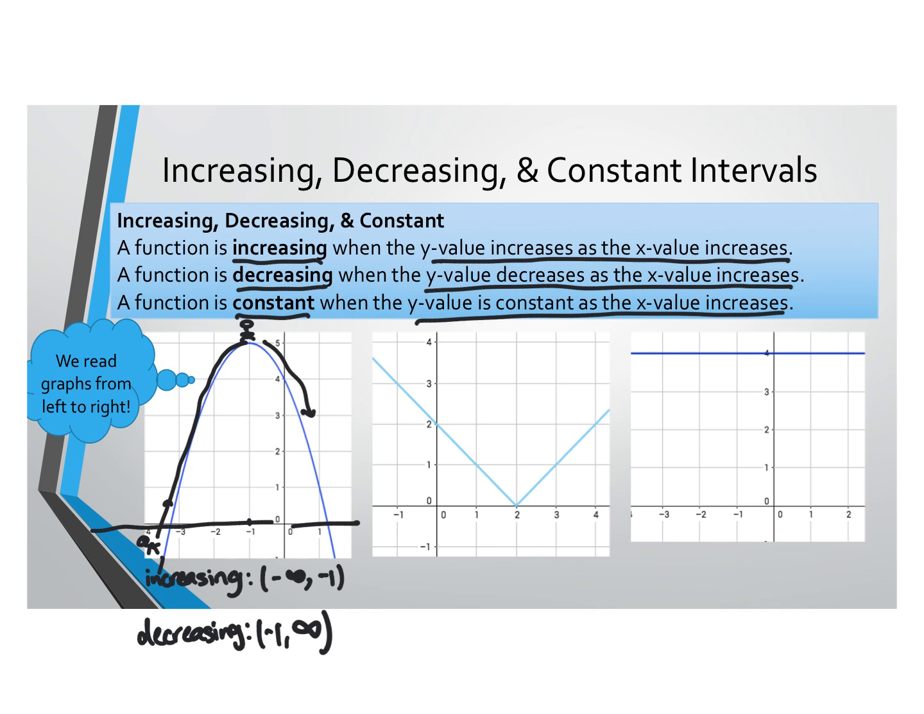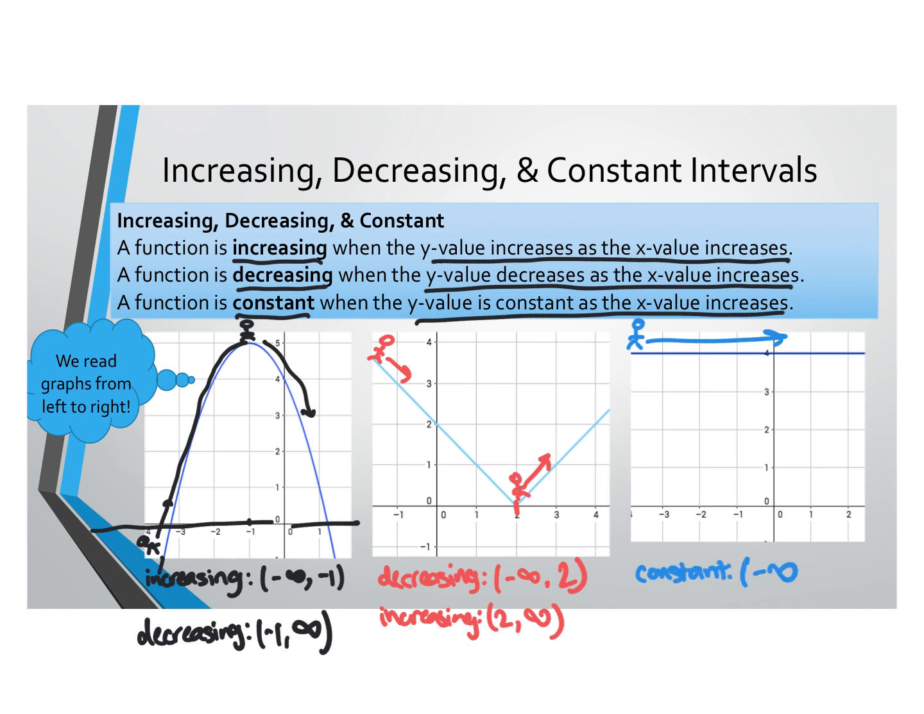If we look at the picture in the middle, and I start with my stickman, notice he is running down the hill. Remember, we read graphs from left to right. So we will say this one is decreasing from x is negative infinity to 2. And then if I draw a new stickman, he runs up the hill, so we can say he is increasing from 2 to infinity. And then the picture on the right, notice how the little guy is always running on a flat grade. So we would say constant from negative infinity to infinity.